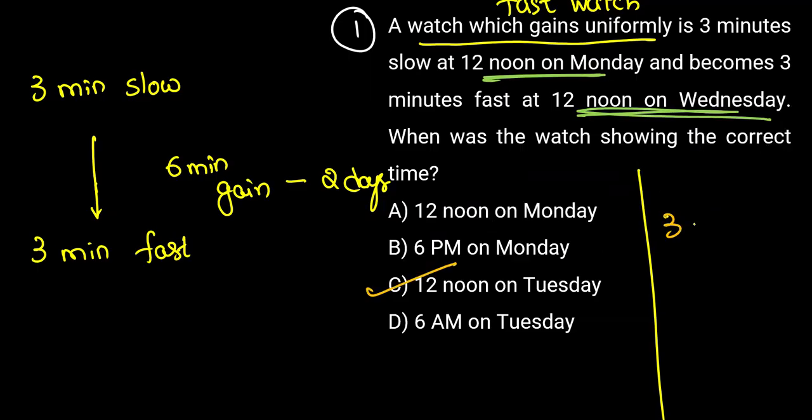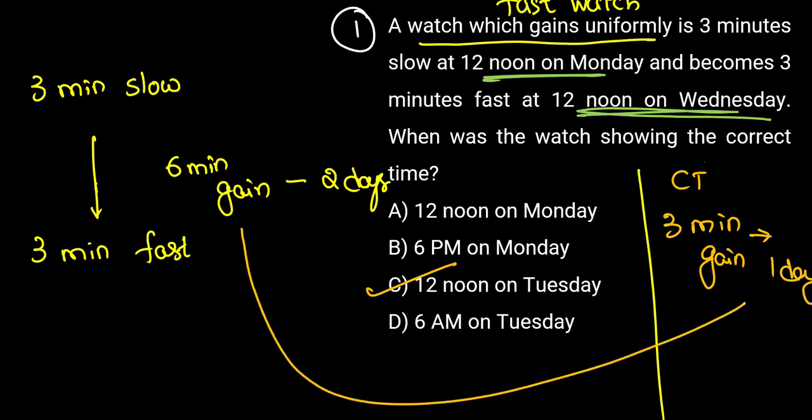So for 3 minutes gain. Why is 3 minutes gain required, sir? For correct time. If you want correct time, you need only 3 minutes gain. For that, 1 day required. How, sir? This is giving the reference. To gain 6 minutes, I want to travel 2 days. If I want to gain 3 minutes, I'll travel 1 day.